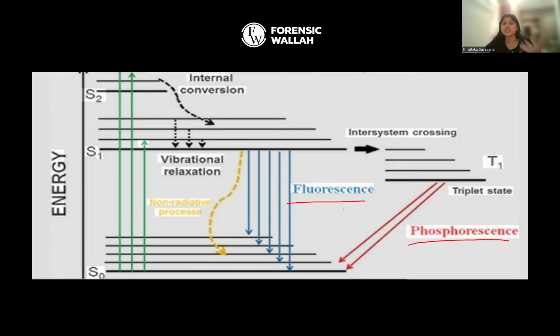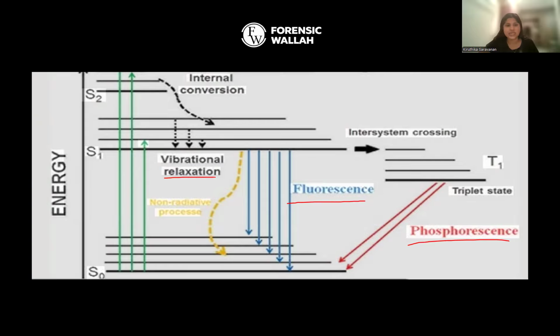In non-radiative processes, the molecules undergo vibrational relaxation. From the excited state they jump back towards the ground state, losing energy and coming to a relaxed state. That is called vibrational relaxation, and it is a non-radiative process. So for radiative processes you have fluorescence and phosphorescence, and for non-radiative processes you have vibrational relaxation.